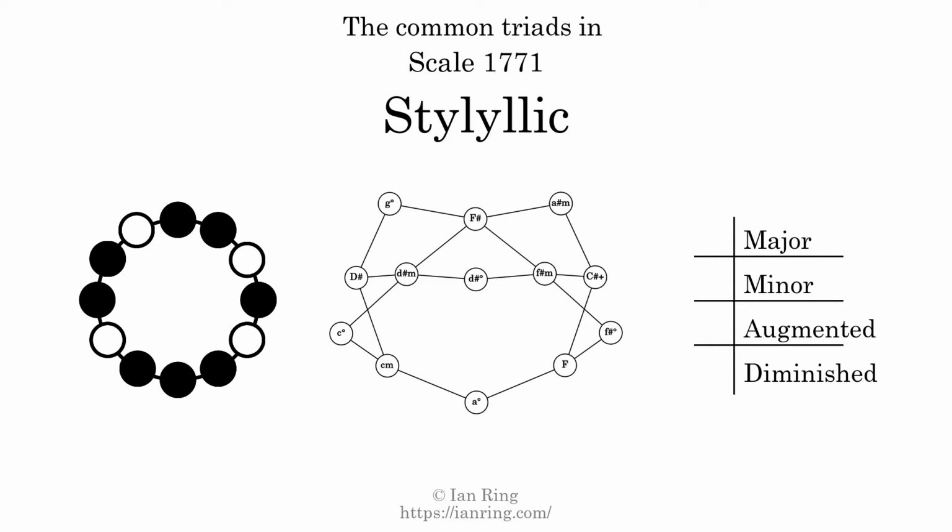The diagram in the center is a graph of parsimonious voice leading between triads. There are 3 major triads. There are 4 minor triads. There is 1 augmented triad. There are 5 diminished triads.